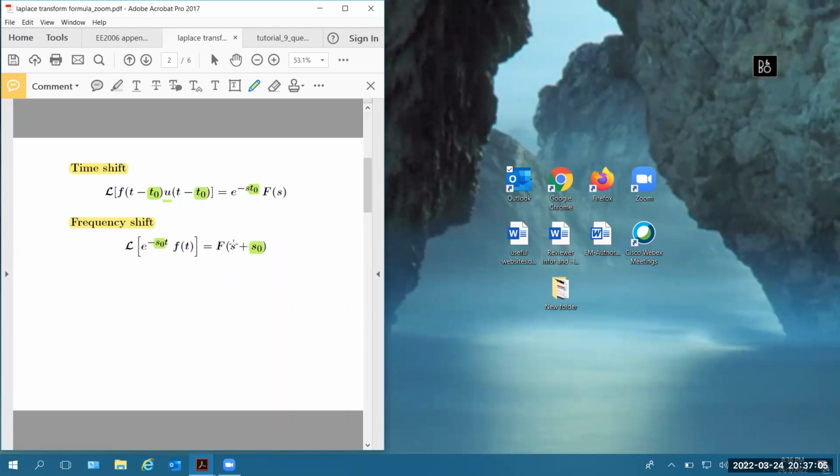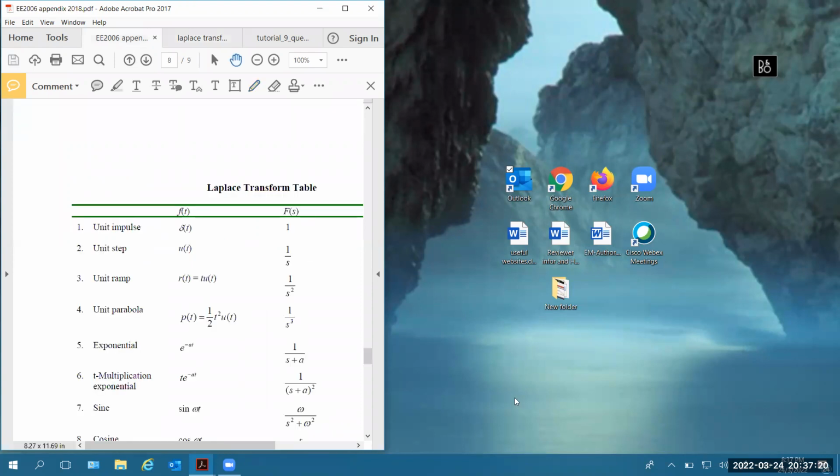And of course, this S naught and this S naught are the same. All right, so tonight we'll use this formula quite often. Then the next thing I want to show you is our exam appendix.